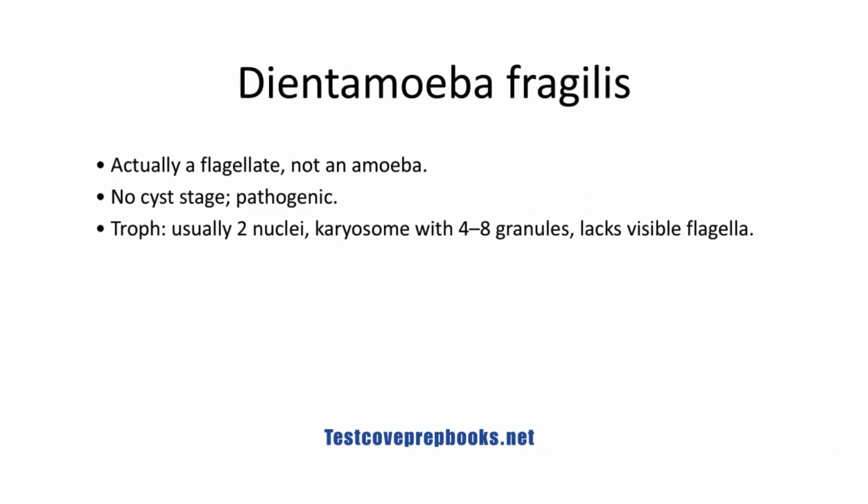Let's start with Entamoeba fragilis. Despite its name, electron microscopy shows that this is actually a flagellate and not an amoeba. It has no cyst stage and is considered pathogenic. Its trophozoite usually has 2 nuclei, with the karyosome composed of 4 to 8 granules. Interestingly, it lacks visible flagella.